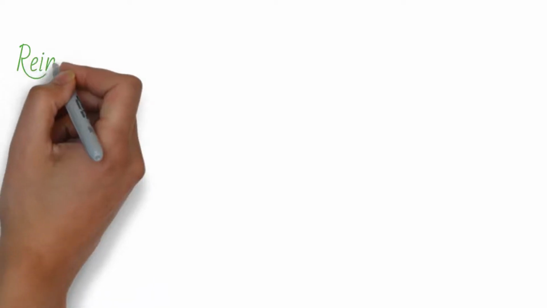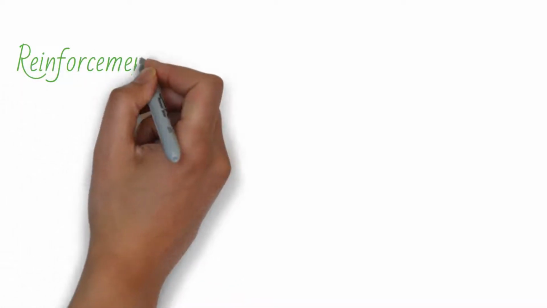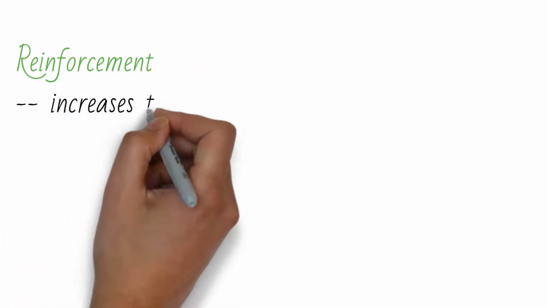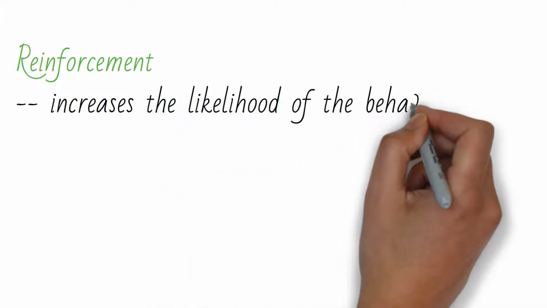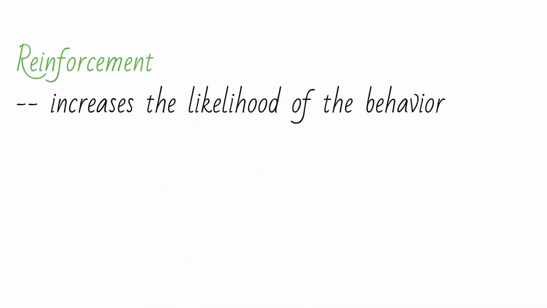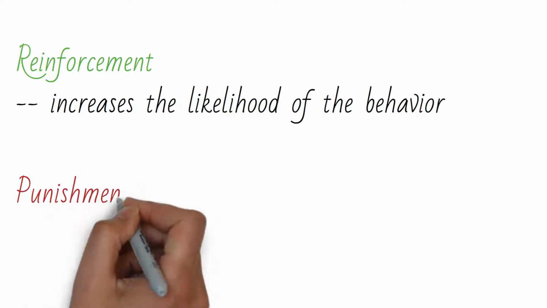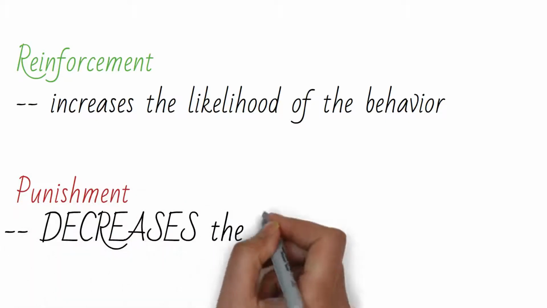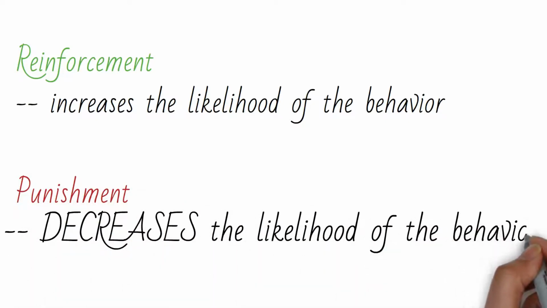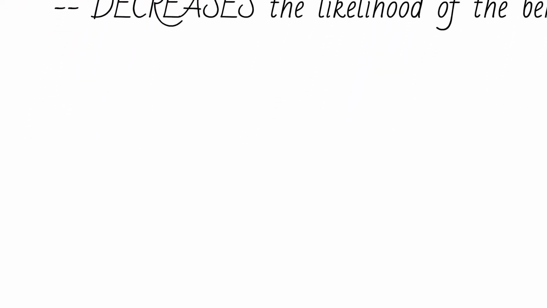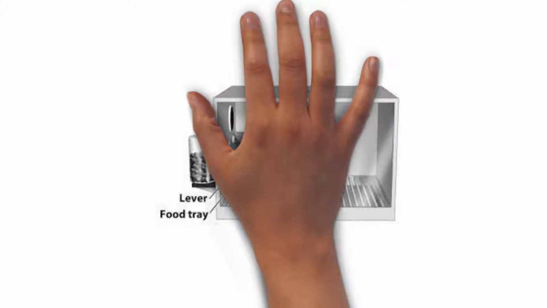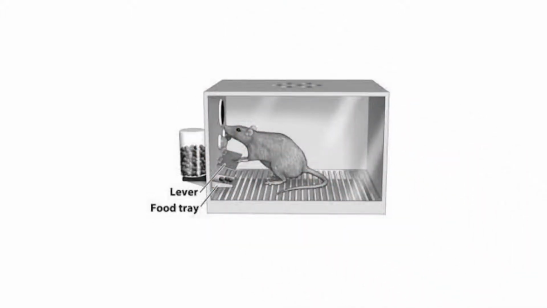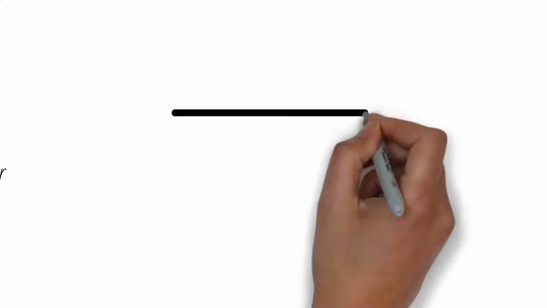The first type of consequence is the reinforcement, which increases the likelihood of the targeted behavior. The second type of consequence is the punishment, which decreases the likelihood of the targeted behavior. Skinner used what is famously known now as a Skinner box, in which a mouse had to learn to push a lever in order to receive food or water.